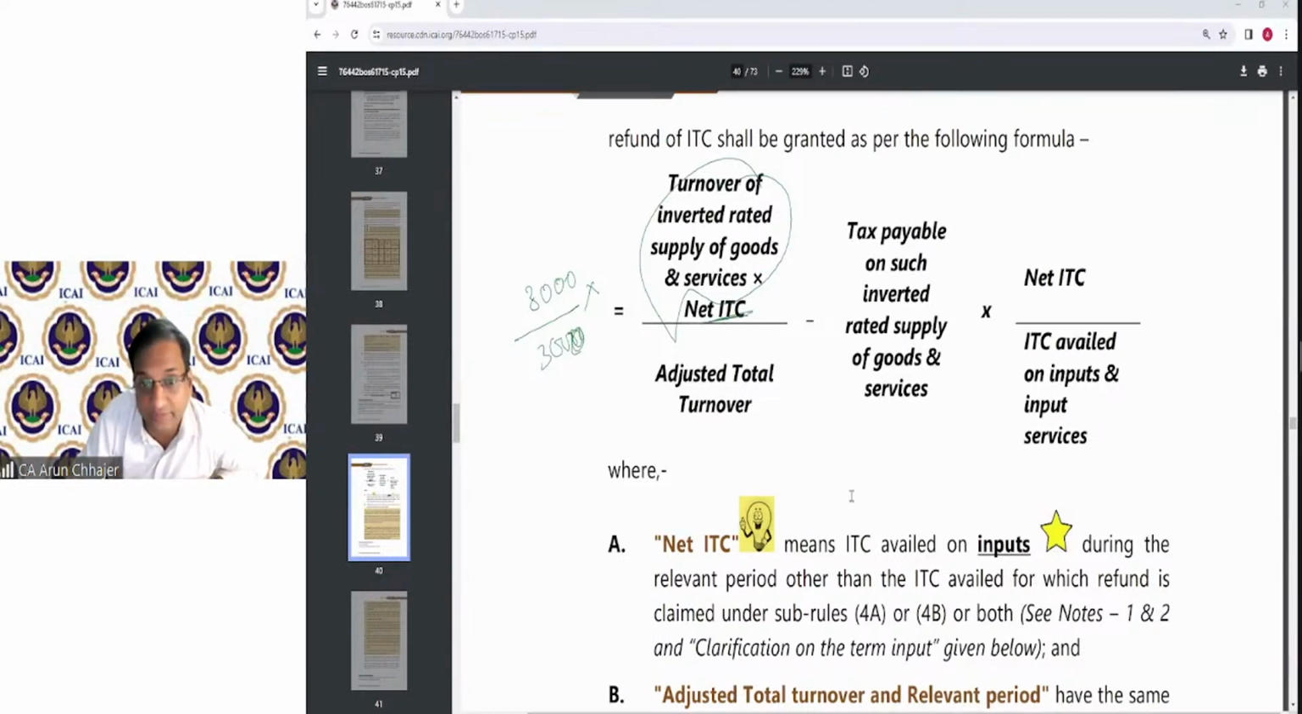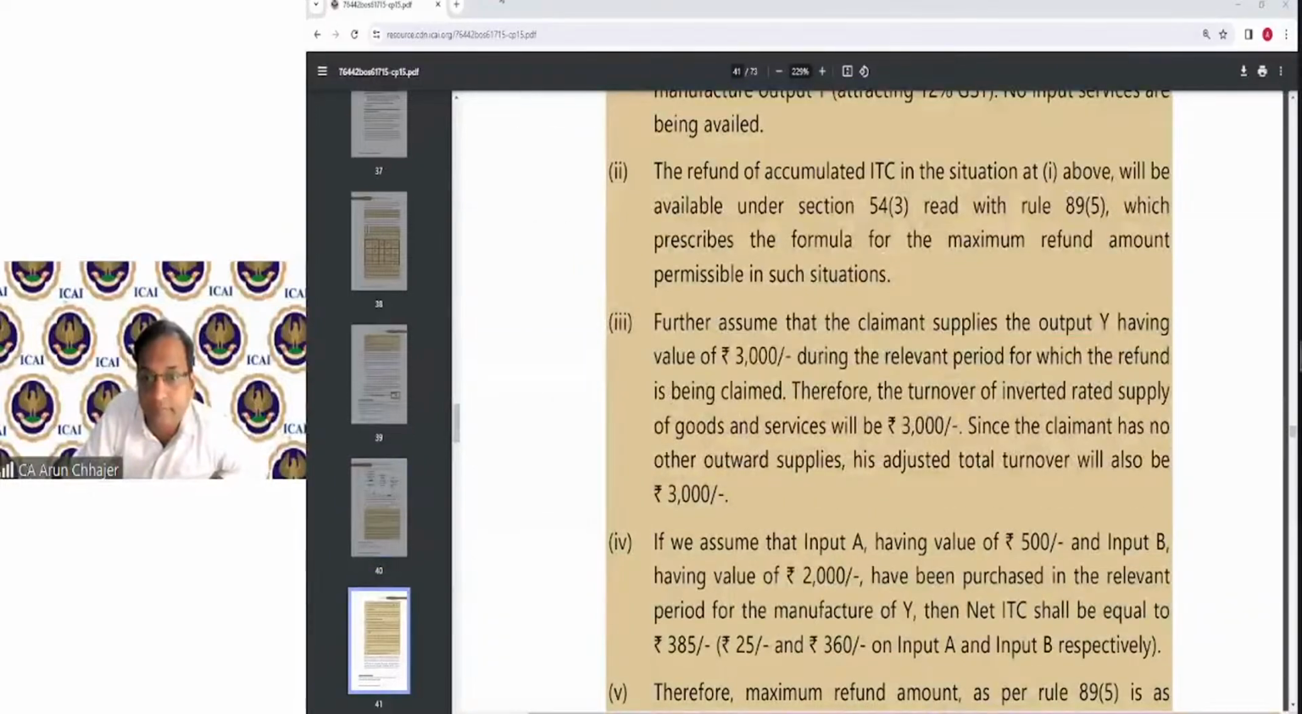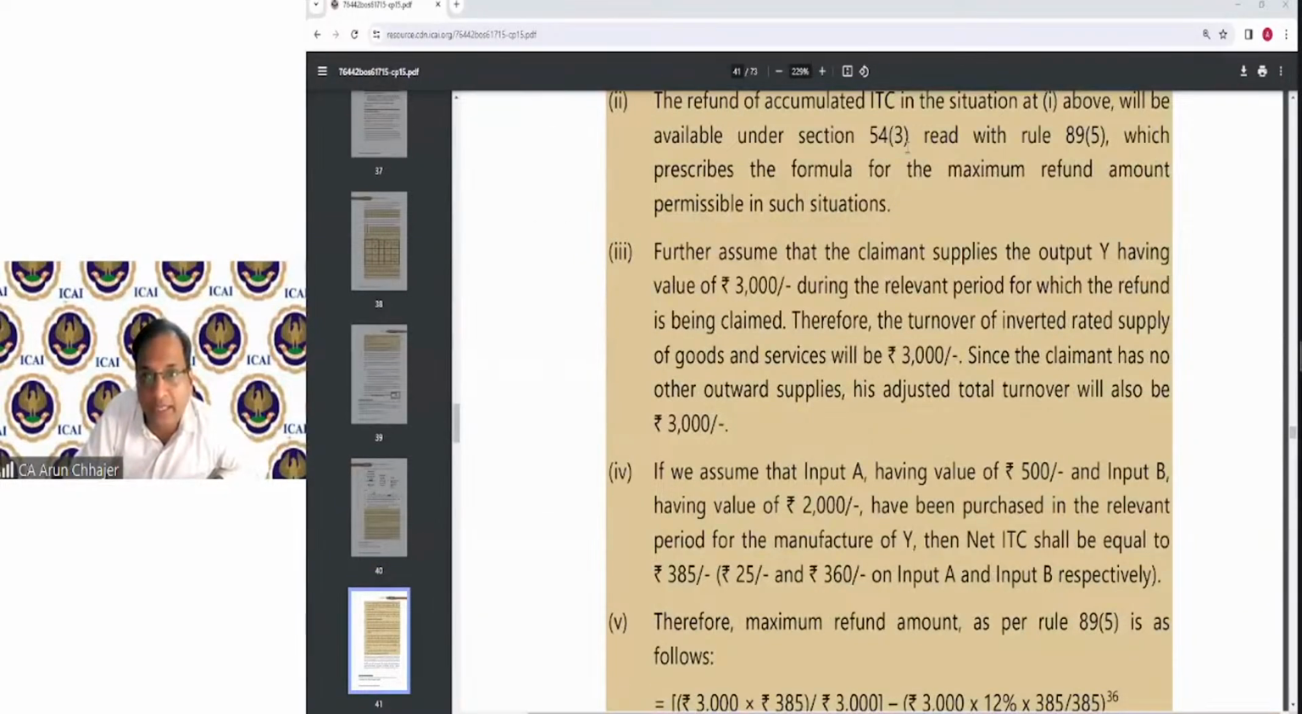Let's go down once. If we assume that input A is 500 rupees and input B is 2,000. Now you see that it was 5%, but it was 18%. And what was the tax? 12%. So if you see, the actual inversion is of input B only, but as clarified by circular 125, we will take the entire ITC of input.